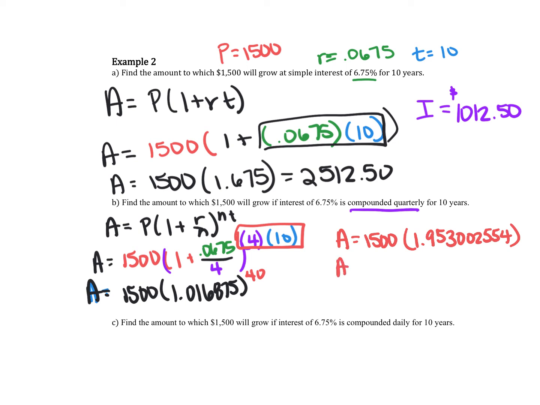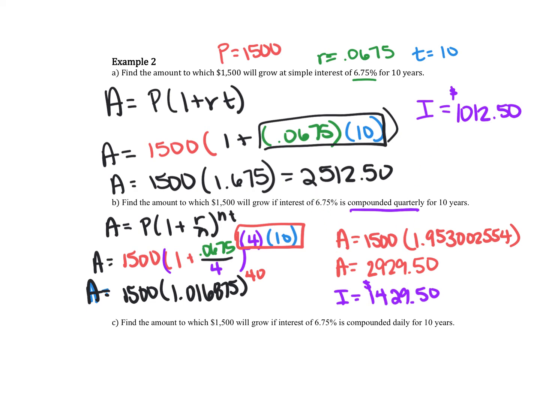And I get A equal to $2,929.50. Again, if I want to calculate the interest I've gained compounding quarterly, I just subtract 1,500, and I see that my interest, I, is equal to $1,429.50. So if you notice here, when you compound it quarterly, you got almost $400 more than when you did it simple.